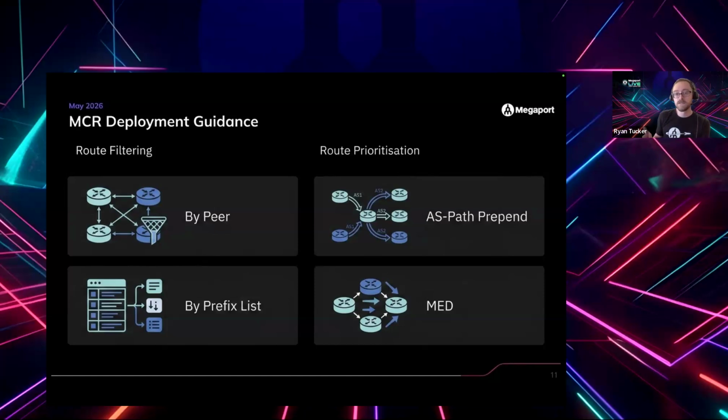As far as prioritization, you can do AS path prepend, which really tends to be the most common, or you can use MED. They're both just standard BGP features. They're not unique to MCR, but MCR supports both of those. Probably just a note from the field, AS prepend tends to be more common because it's a little more universal and it's transitive. So with AS prepend, pretty much everything everywhere will support it, usually the way that you expect it to.